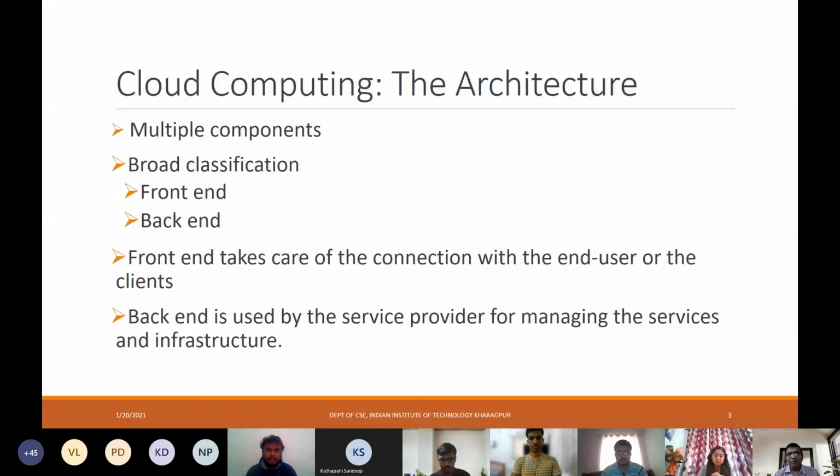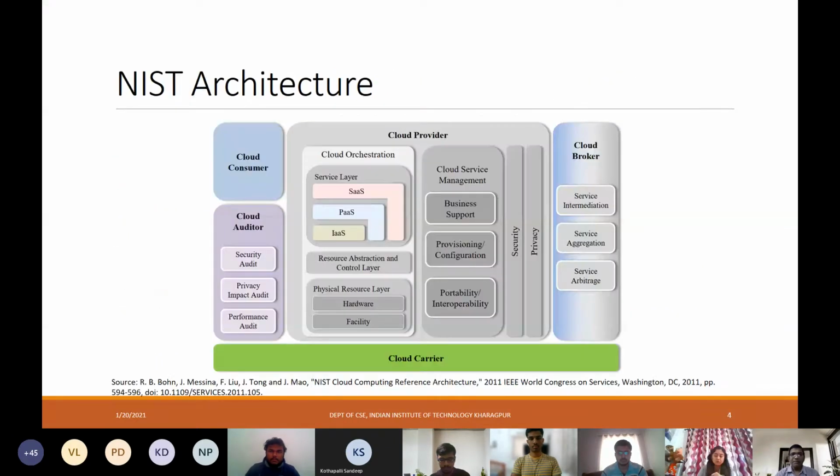In addition to the front end and the back end, in the cloud reference architecture proposed by NIST, there are multiple other components.